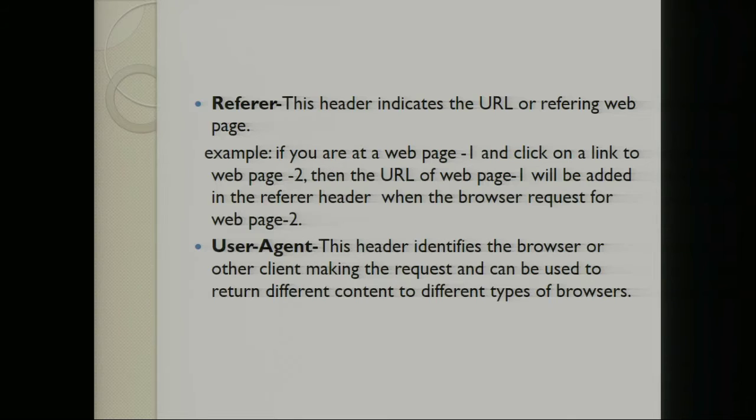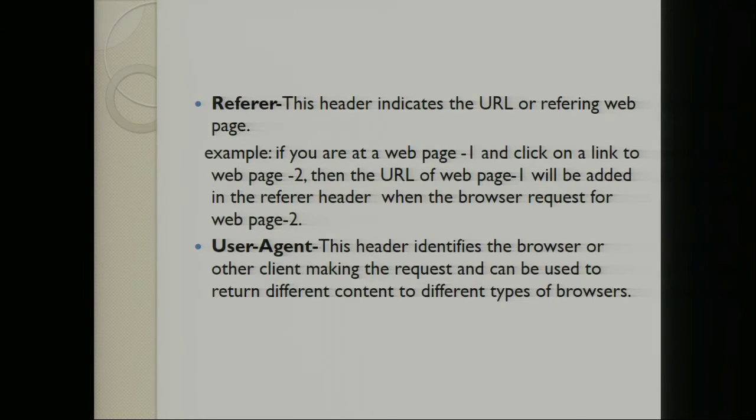Then comes the user agent. This user agent usually refers to the browser or the client or another machine which is making the request, and can be used to return different content to different types of browsers. So this particular user agent returns the browser or any other type of client making the request, with different types of content in different browsers.